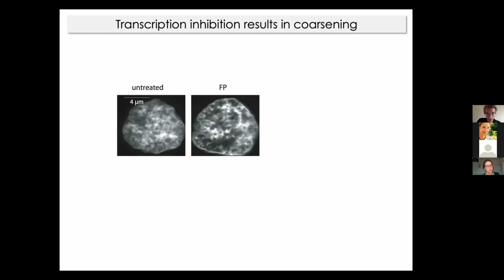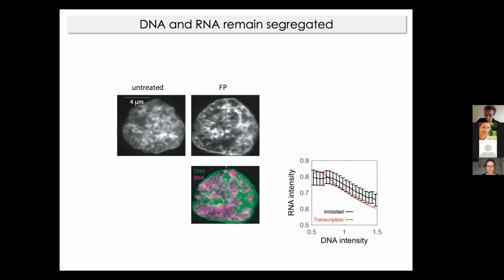And I hope you can appreciate that if you compare this image here to this image, the domains of DNA seem to become more coarse-grained. So the domains of both DNA and RNA seem to become bigger. And here you can see that the DNA and RNA remain segregated like they were in the untreated condition, but the domains become larger.